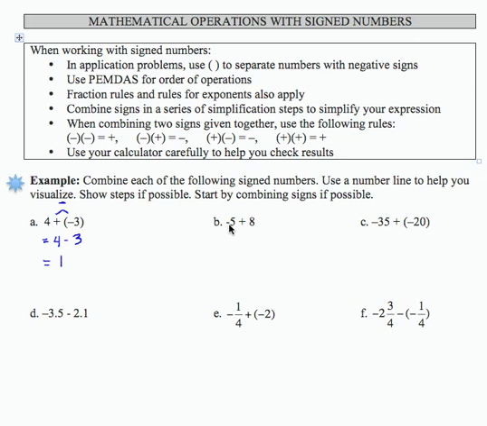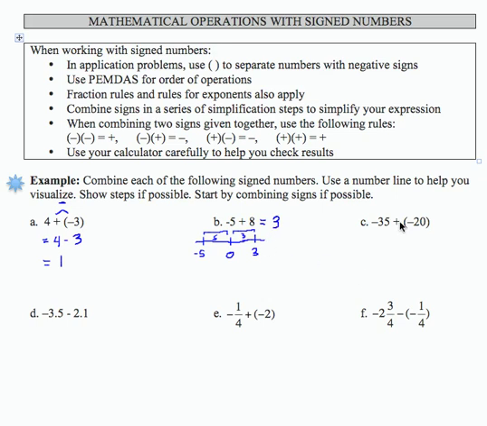In this case, I have negative 5 plus 8. So it might help me to visualize on a number line. If I am starting at negative 5, if I'm going to add 8, that means I'm going to move to the right 5 to get to 0. That's 5. And then 3 more would move me a total of 8. So negative 5 plus 8 is going to equal 3.